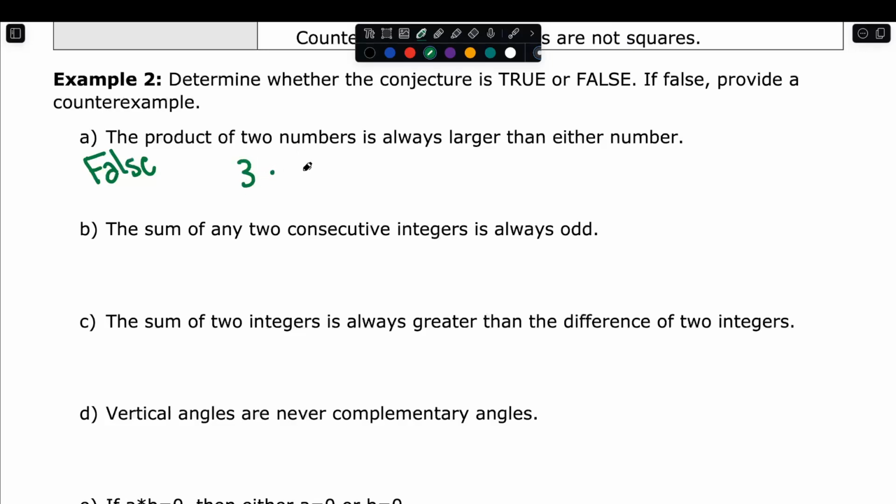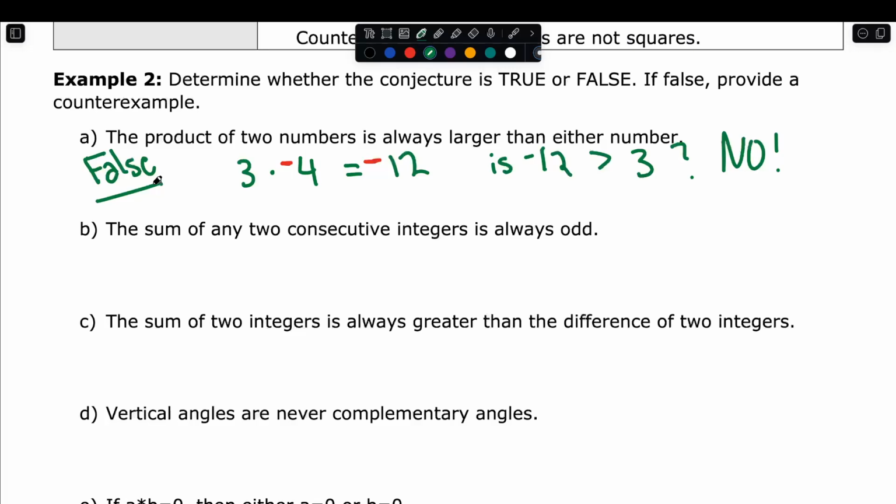Okay. So if I did 3 times 4, that's going to give me a positive 12, which we know 12 is greater than 3 and 12 is greater than 4. But what if I made that 4 a negative? Still a number, right? Well, 3 times negative 4 now becomes a negative 12. And is negative 12 greater than 3? No. So this is a false statement.